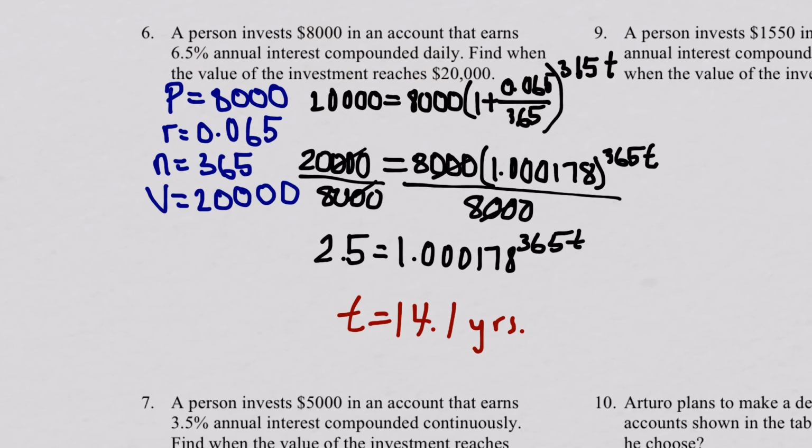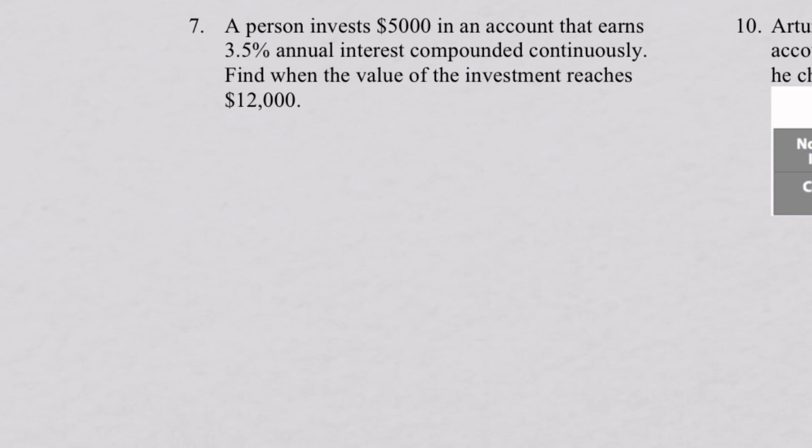Then what I did here is I divided this out and I added it to 1, so I got 1.000178. Then I divided by 8,000, so I got 2.5 on the left side, and my equation on this side is just 1.000178 to the power of 365t. And at this point is where I use the calculator, right? Y sub 1 equals 2.5, y sub 2 equals this one right here on the right side. Found the point of intersection to be 14.1. That's your final answer.